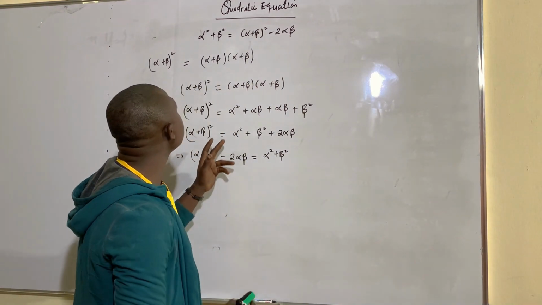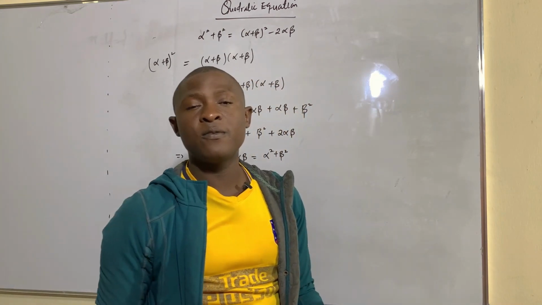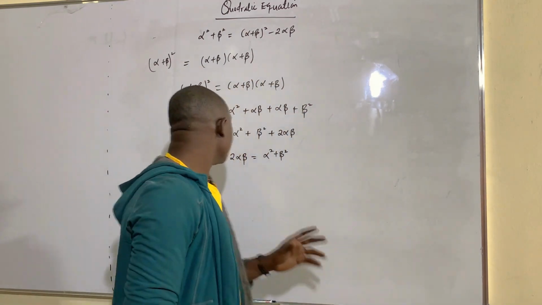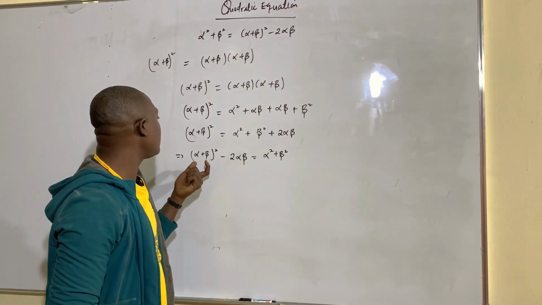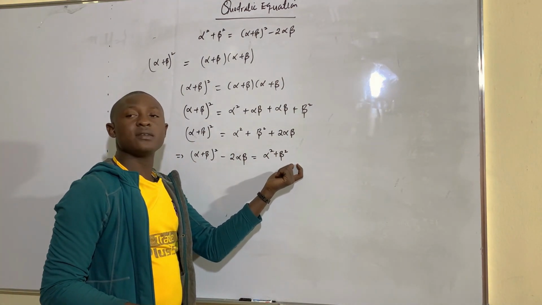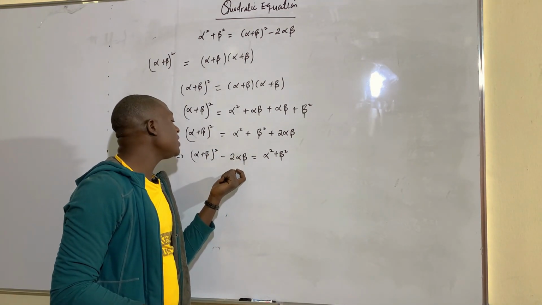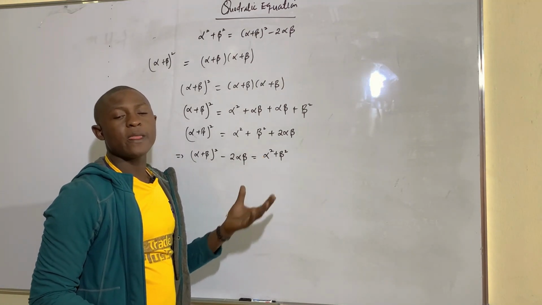So when you are asked to find alpha square plus beta square, it doesn't mean that you have to square whatever value you have for your alpha plus beta. We have to use these expressions. Whenever we are asked to find alpha square plus beta squared, it simply means alpha plus beta all squared minus 2 alpha beta.